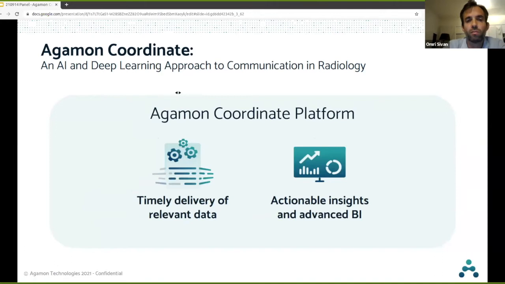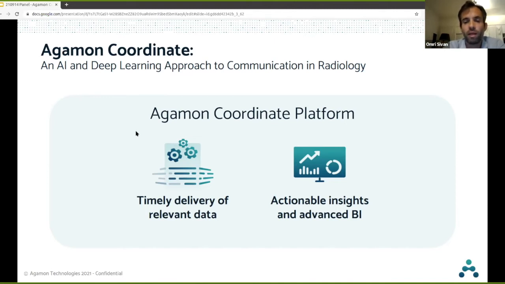The Agamon Coordinate platform basically consists of two pillars. One is the ability to provide timely delivery of relevant information. This information goes outbound to referring physicians, patients, nurse navigators, and administrative staff. The information is mostly around findings, follow-up recommendations, and the attributes of specific recommendations, such as the modality and time frame.